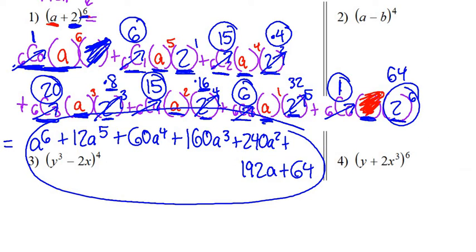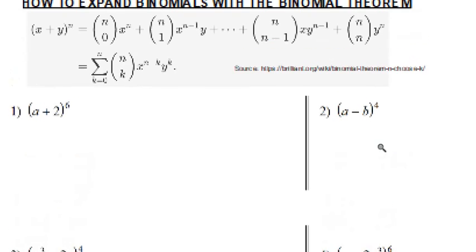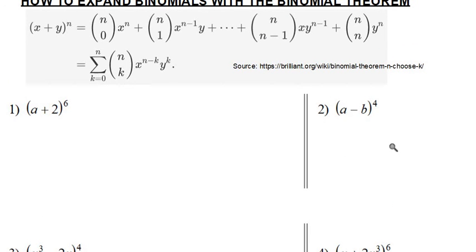All right, I'm going to clear this off, and I really do encourage you to pause and give number 2 a try, because it is pretty much the exact same thing. Actually, number 2 might be slightly easier because it's only to the 4th power, which means you only have 5 terms, and there's no numbers to deal with like with the 2. So I encourage you to pause it and give it a try.